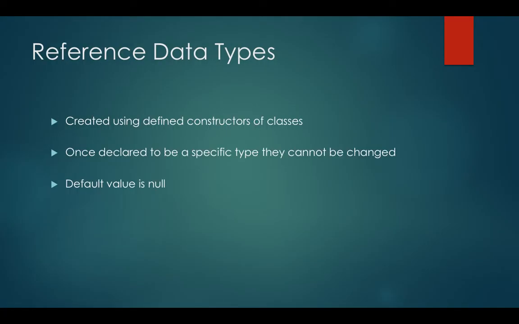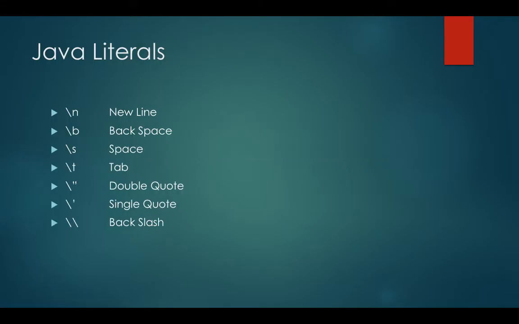So reference data types are created using defined constructors of classes. Once they're declared to be a specific type, they cannot be changed. And they also start with a default value of null. So these are values that you create outside of a program, and then you set it equal to 5, and then it's going to be equal to 5 for the entire program, and you're not changing it.